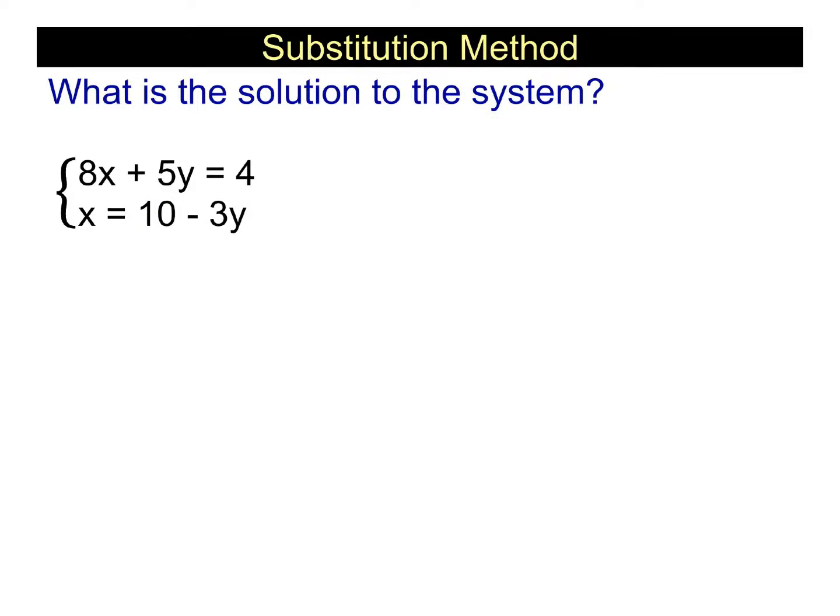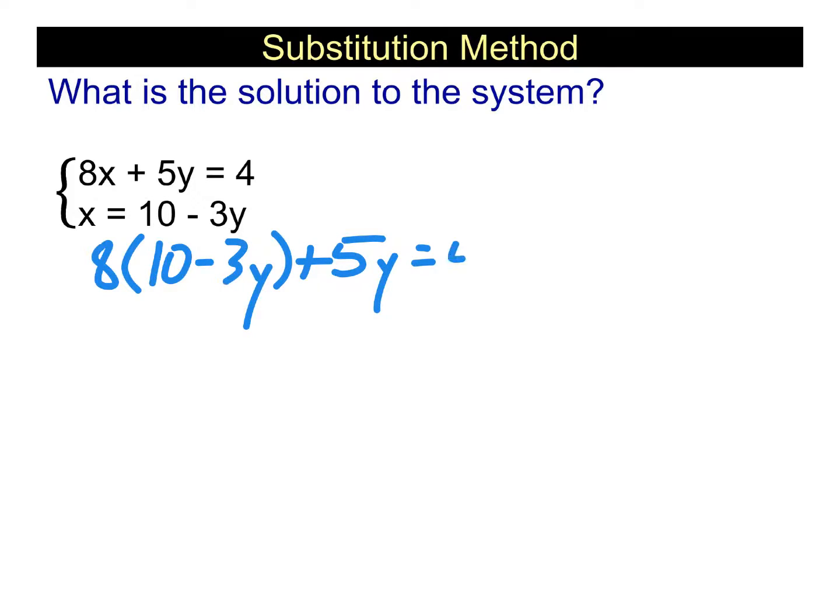So you should kind of have the hang of this. Work it out first and then check against the work up here. So I'm going to take what x equals and I'm going to plug it in for x in the other equation. So this is going into the other equation. It's 8 times (10 minus 3y) plus 5y equals 4.